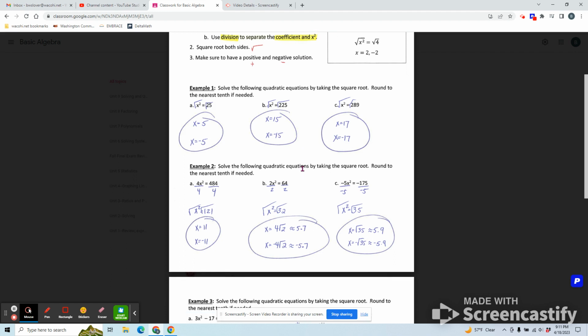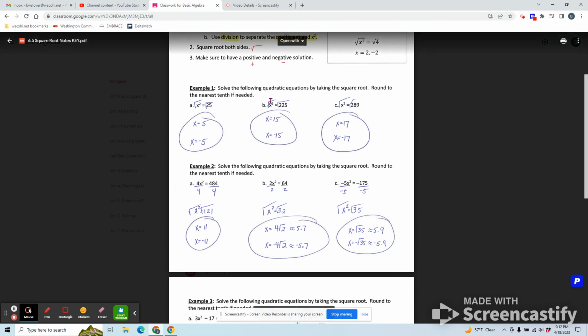This is just working through very similar to the same problems that we did yesterday. Directions are the same for all of them. Solve each by taking the square root and round to the nearest tenth if needed. So square root of x squared, square root of 25. When you square root a square, mathematically those cancel out. They reduce. And then square root of 25 is 5. And don't forget the other one, which is negative 5.